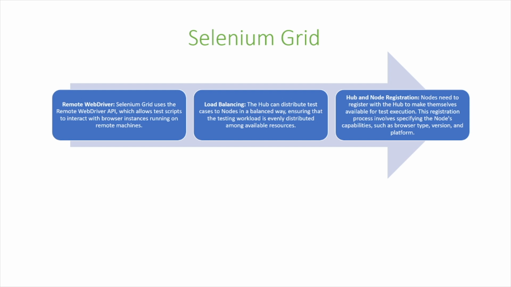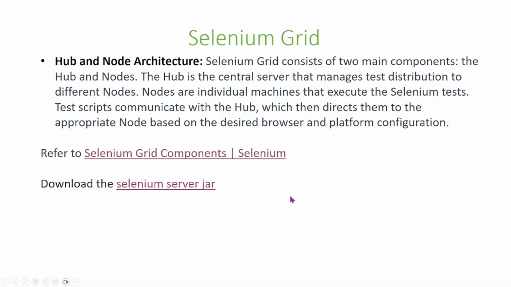There's also the hub and node registration. Nodes need to be registered with the hub to make themselves available for test execution. This registration process involves specifying the node's capabilities, such as the browser type, version, and platform. So those were some features of Selenium Grid.